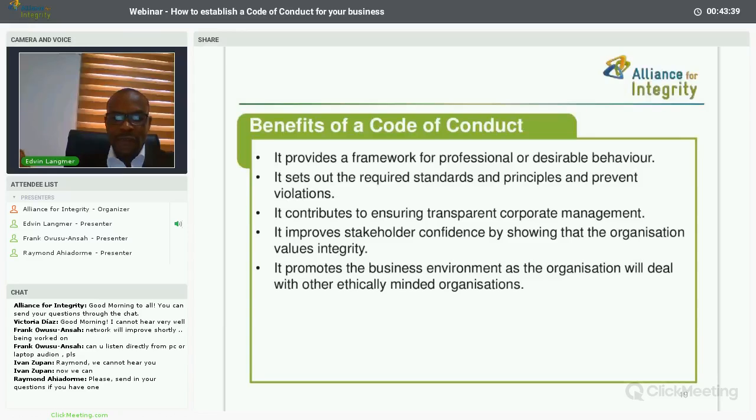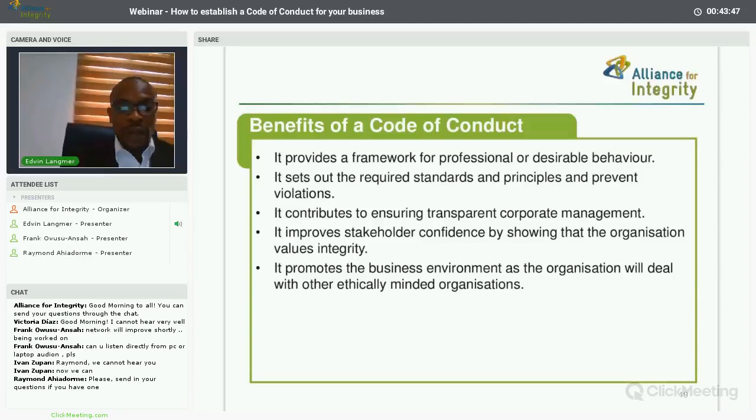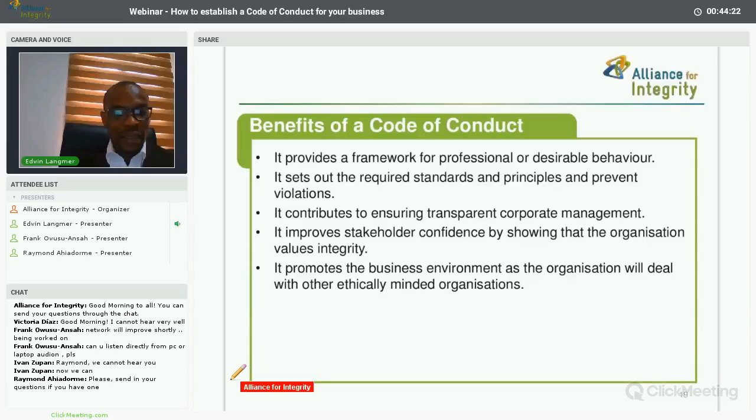The code of conduct promotes the business environment as organizations will generally deal with other ethically minded organizations. When we spoke about why have a code of conduct, we did say that if you have a code of conduct, then organizations take you seriously because they know that this is an enterprise or a company that is serious about doing business with integrity. So organizations generally will gravitate towards other organizations that have a code of conduct in place because they know that the organizations are regulated in terms of business integrity, and they are mindful of what their employees do in terms of integrity.